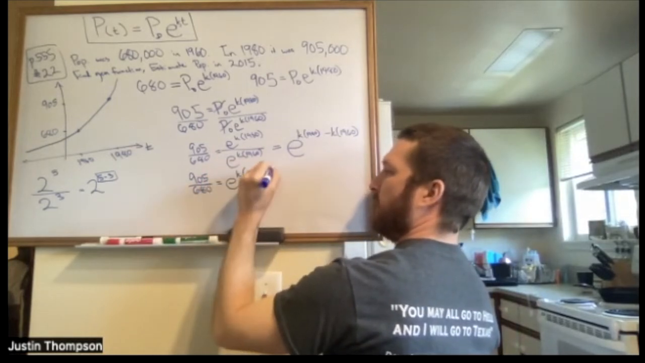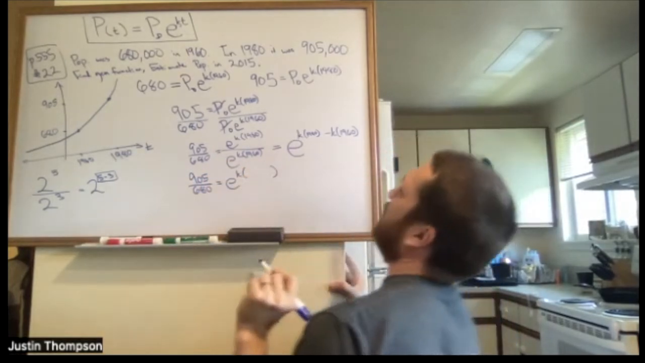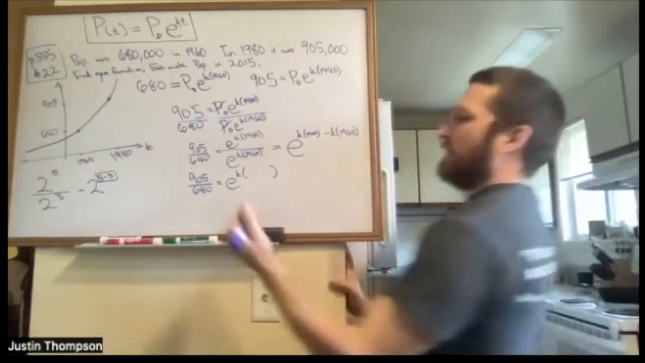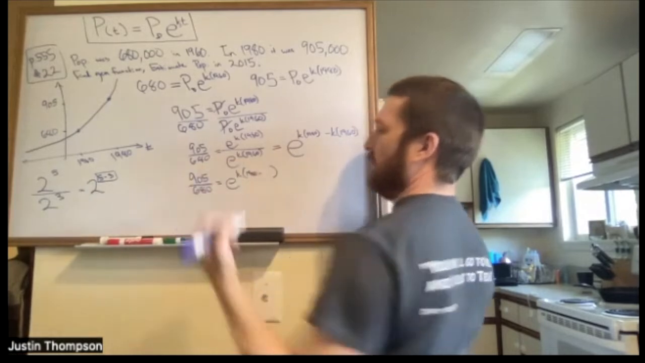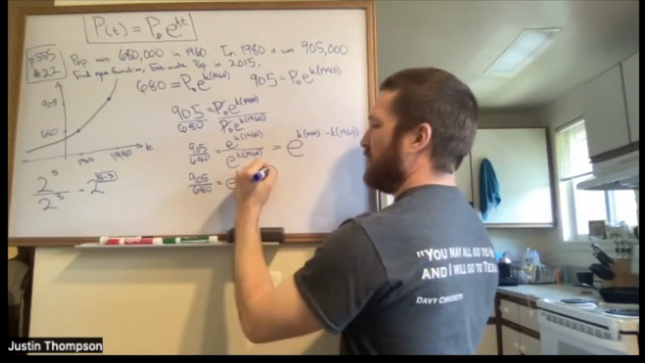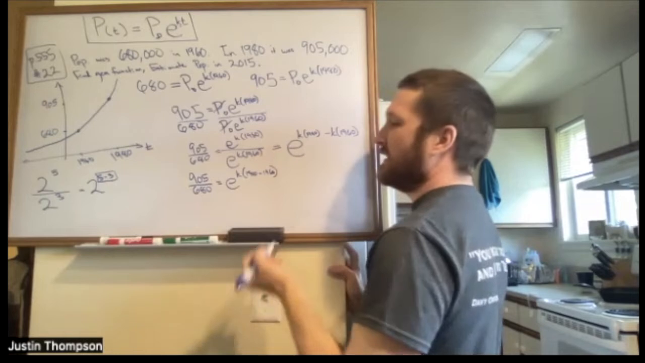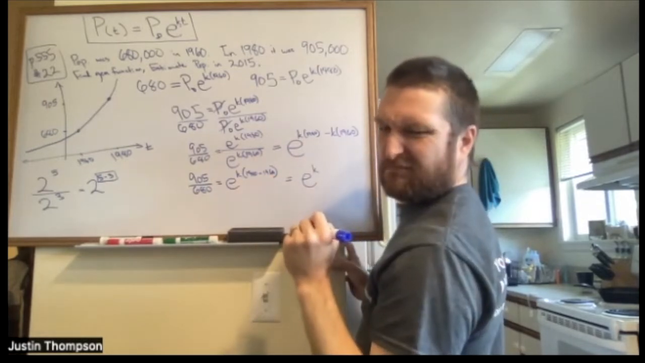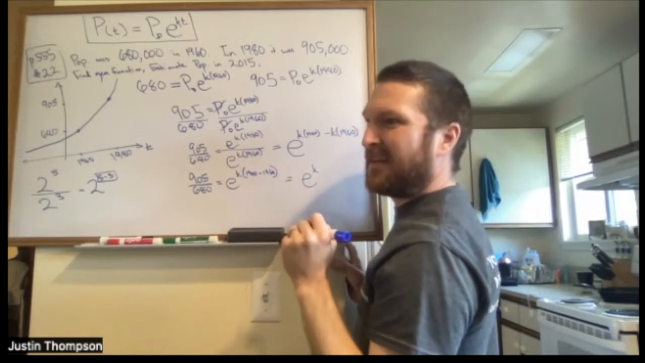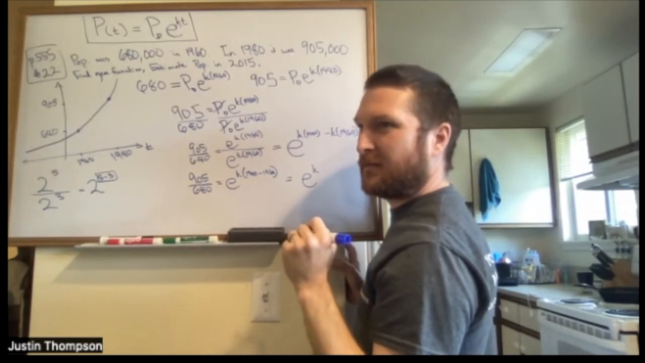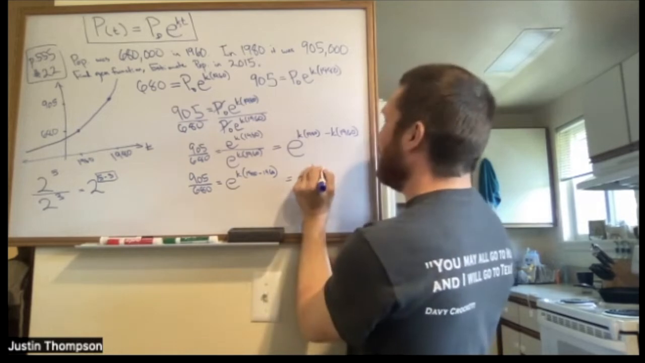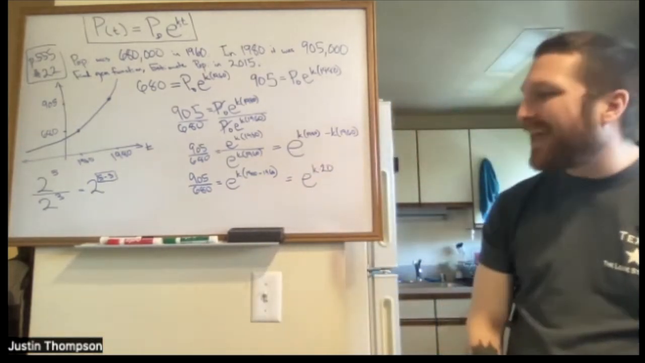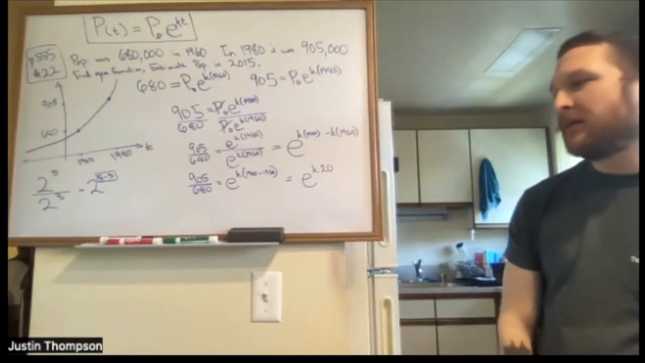What am I left with if I factor out a K? 1980 minus 1960. What is 1980 minus 1960? 20. I thought you said 40, but there you go, 20, right? So K times 20.